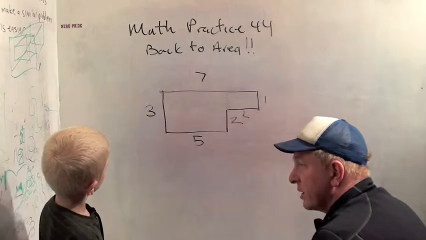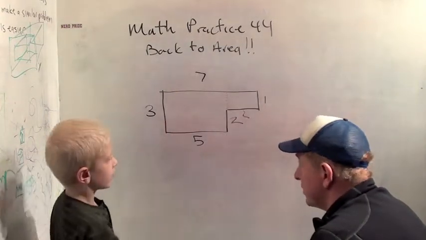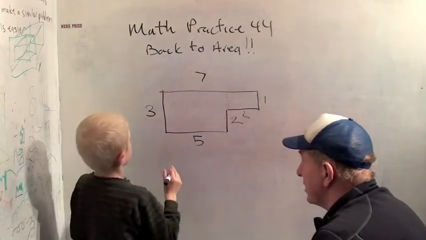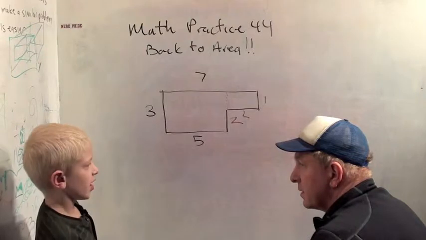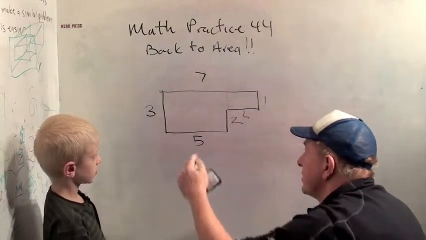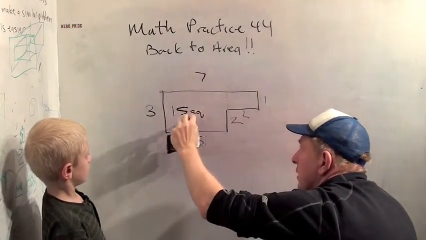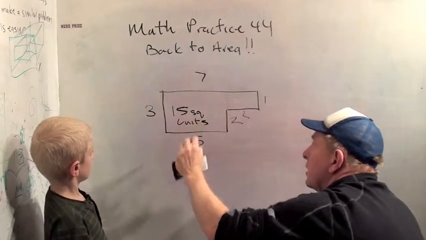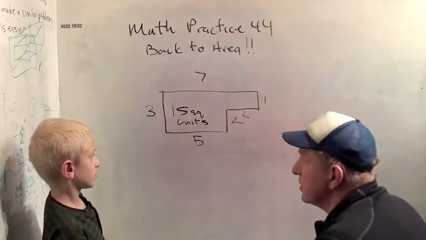How many squares are we going to be able to fit in there? 3 tall and 5 wide. So that's 3 times 5, which is 15. Good job. So this rectangle is 15 squares.